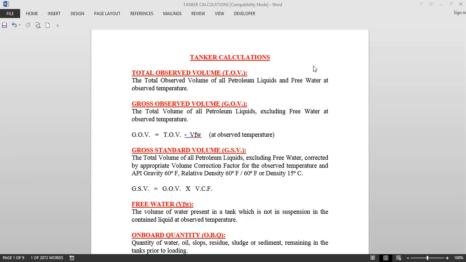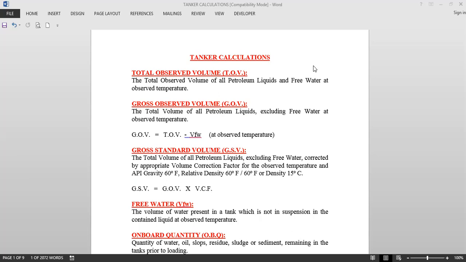Basically, in this video, we are going to see how to do oil tanker calculations. This video will be useful for junior officers, cadets, third officers, and second officers. Chief officers are already aware of this, but nevertheless, they can use it for revision.